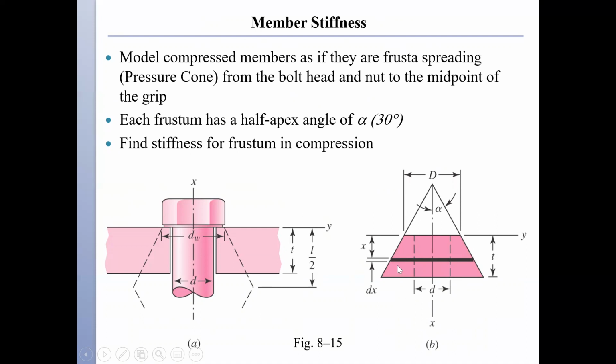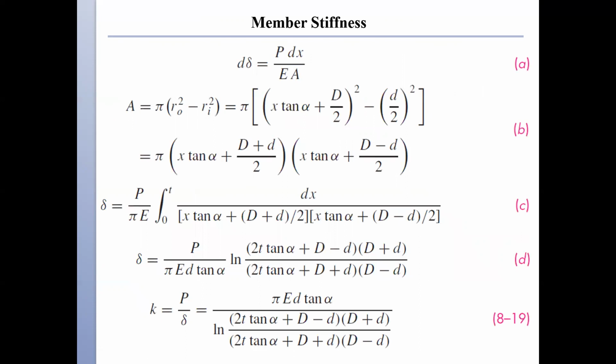And what we're going to do is take a differential slice of that cone and start finding how much it is going to displace to find the stiffness of the member. So I look at the displacement of that differential slice, d delta. And if you remember, when we have parts in compression, delta is equal to PL over EA. So the height here is dx. So I have P times dx divided by EA.